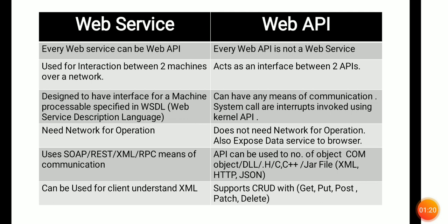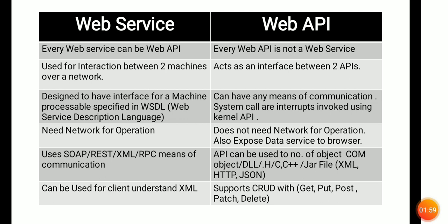System call interrupts are invoked using kernel API. Need for network operation is there in web service. Web API does not need a network for operation, and it also exposes data service to the browser. Web service uses SOAP, REST, XML, RPC as means of communication, whereas web API uses a number of means like object, COM, DLL, .h, C++, jar file, XML, HTTP, and JSON.